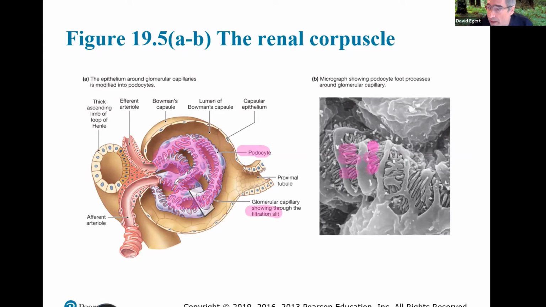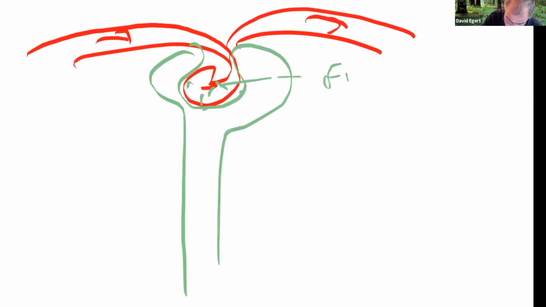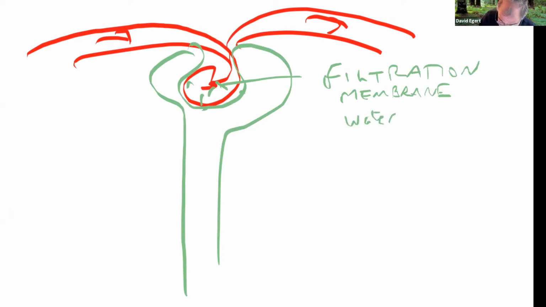So together, a combination of the properties of the fenestrated capillaries, along with these little slits made by the podocytes of the cells that go around, that's what's making the filtration membrane that determines what stays in the blood and what can leave. So there's this kind of filtration membrane. So the stuff that can move through is really small stuff, like water. Water comes out.